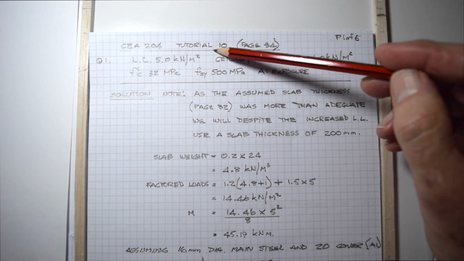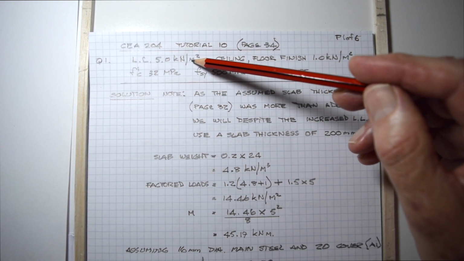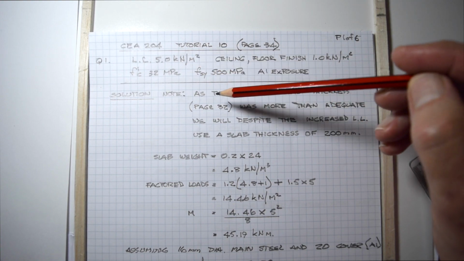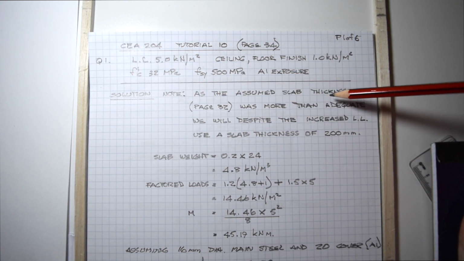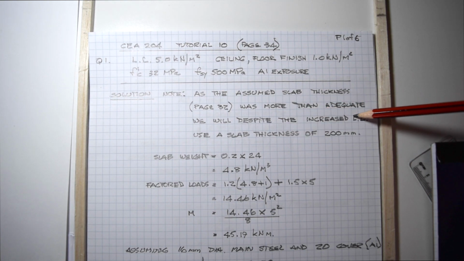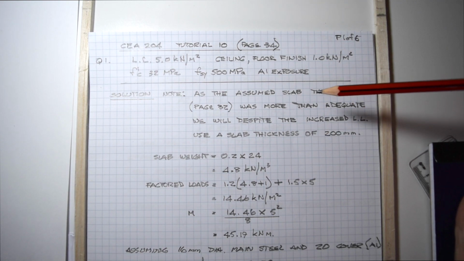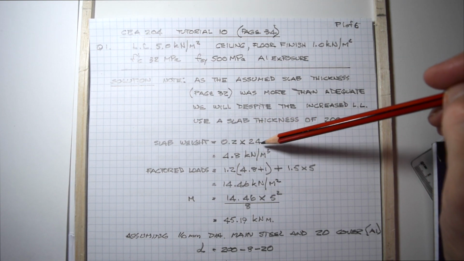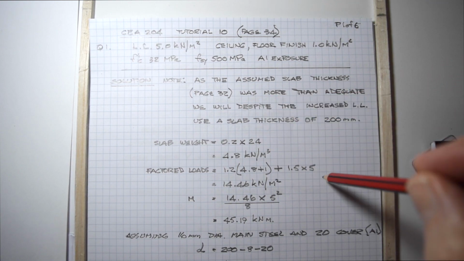The only thing that's changed in the given is the live load's gone up 2 kilonewtons per square meter, from 3 kilonewtons per square meter to 5 kilonewtons per square meter. Note, as the assumed slab thickness on page 32 was more than adequate, despite the increased live load, we will use a slab thickness of 200 millimeters. So our slab weight is 0.2 times 24, 4.8 kilonewtons per square meter.